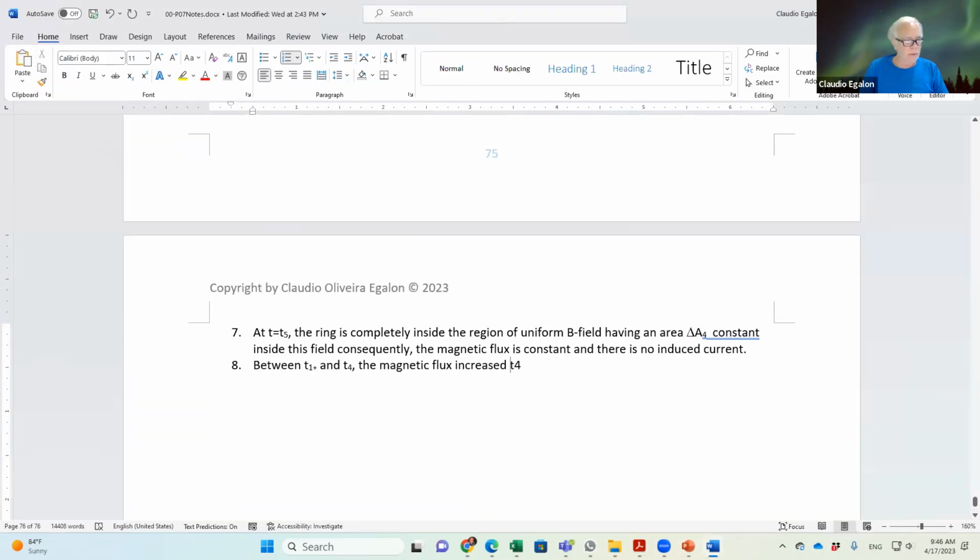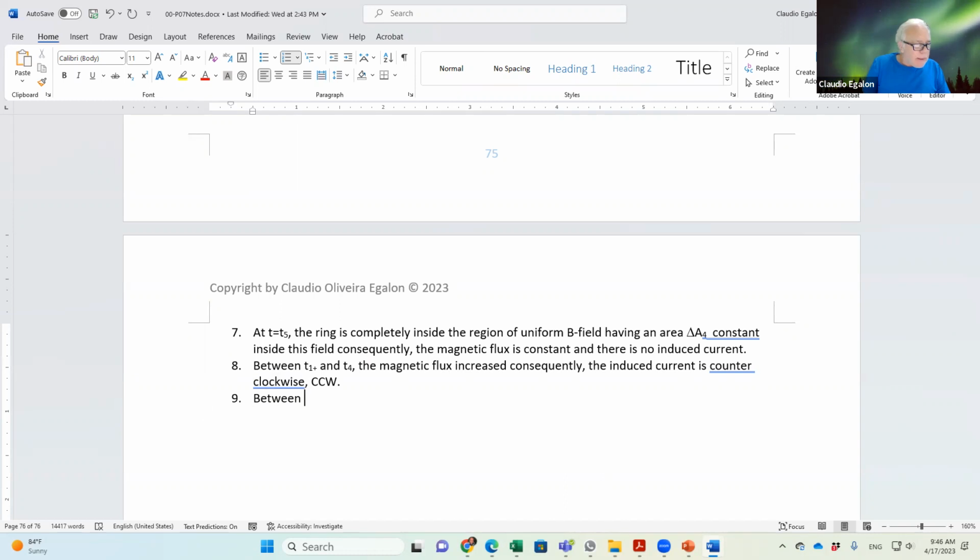The induced current, consequently, the induced current is counterclockwise. Counterclockwise, CCW. Okay.